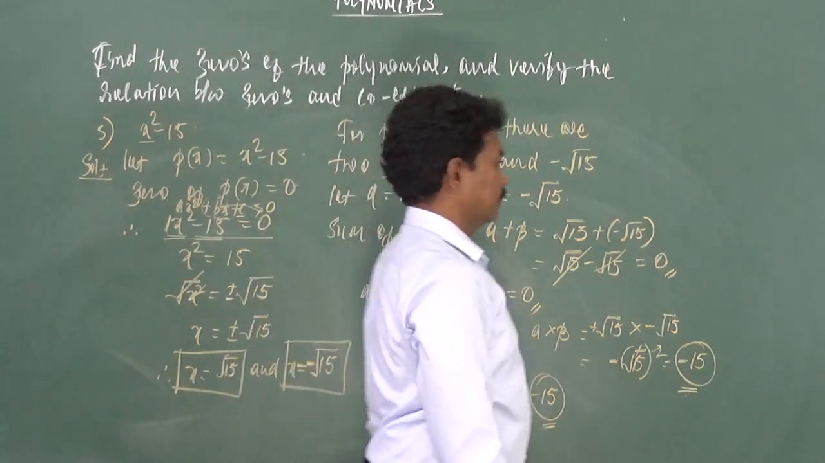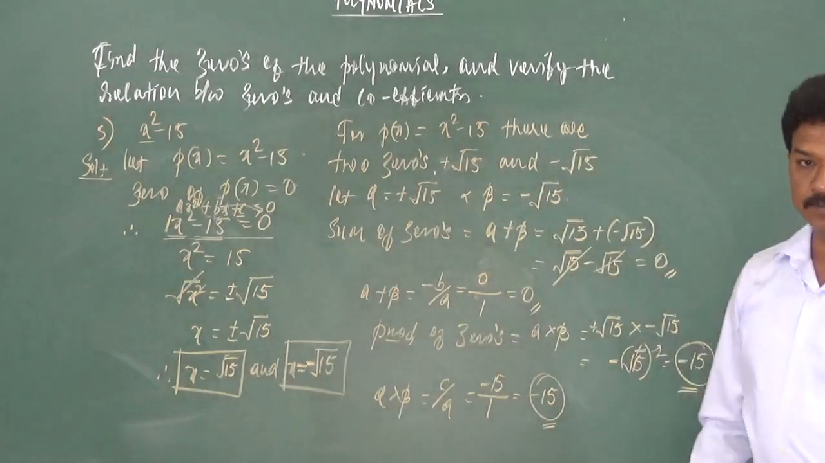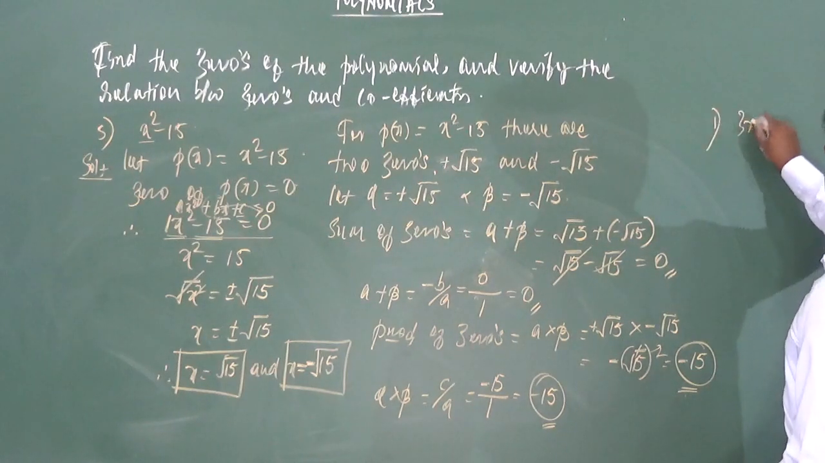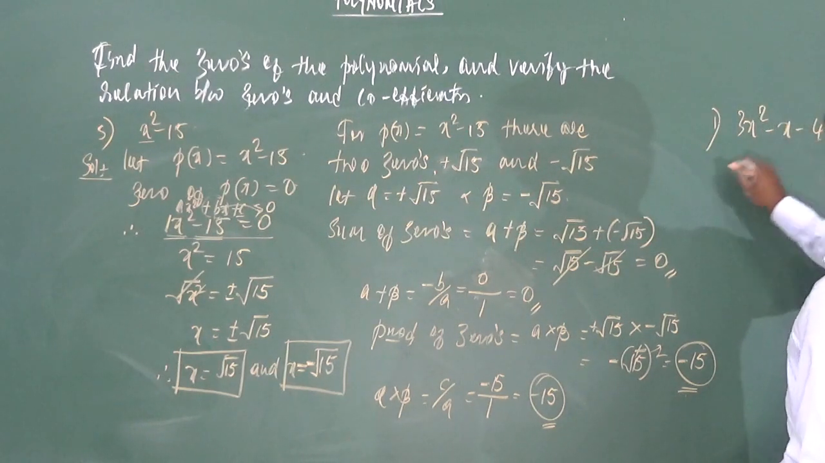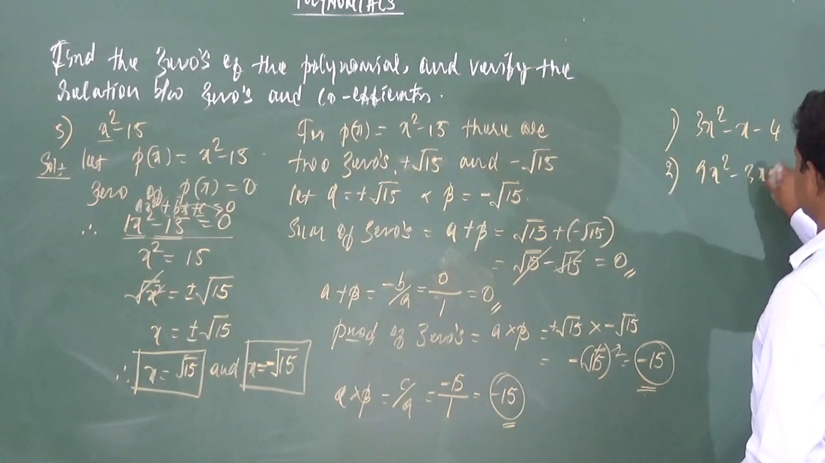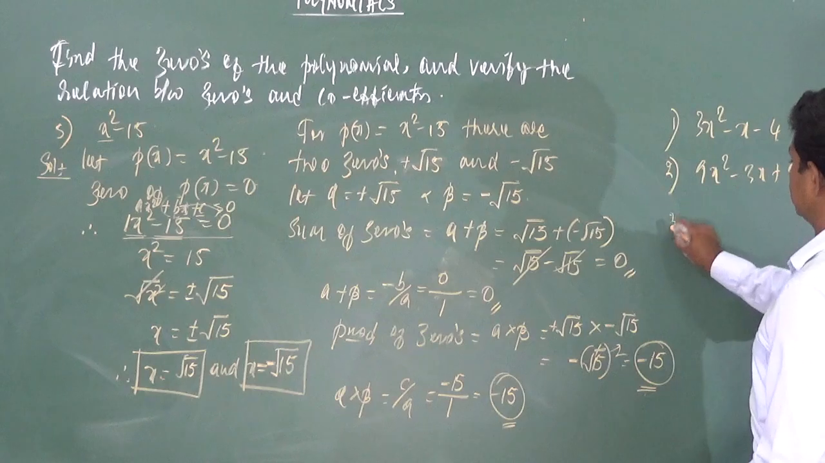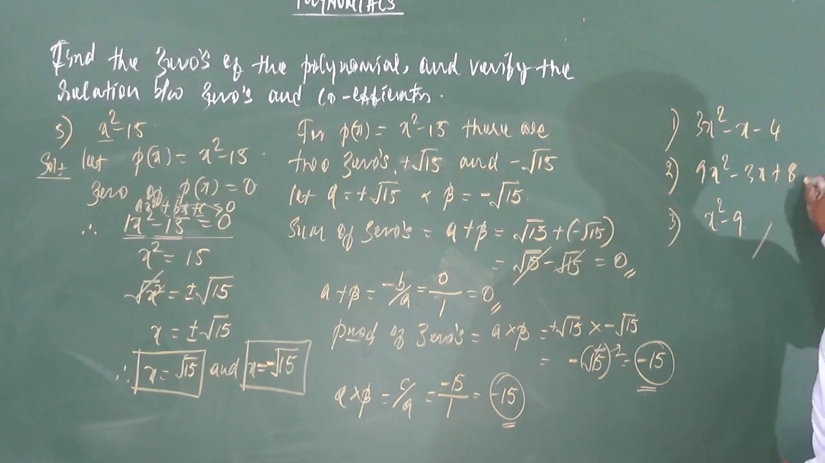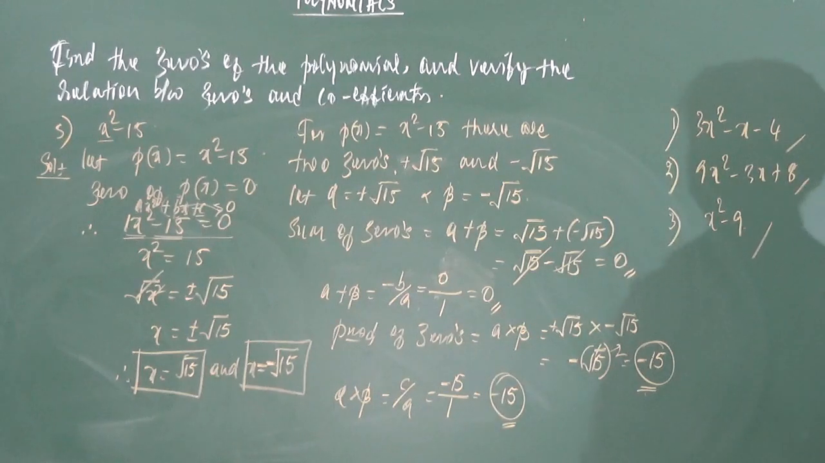So all the 5 problems in the textbook I have presented to you. I will give you homework here. One is 3x square minus x minus 4. Second one is 9x square minus 3x plus 8, and third one is x square minus 9. These are the 3 problems. You have to do them as homework in your class workbook.